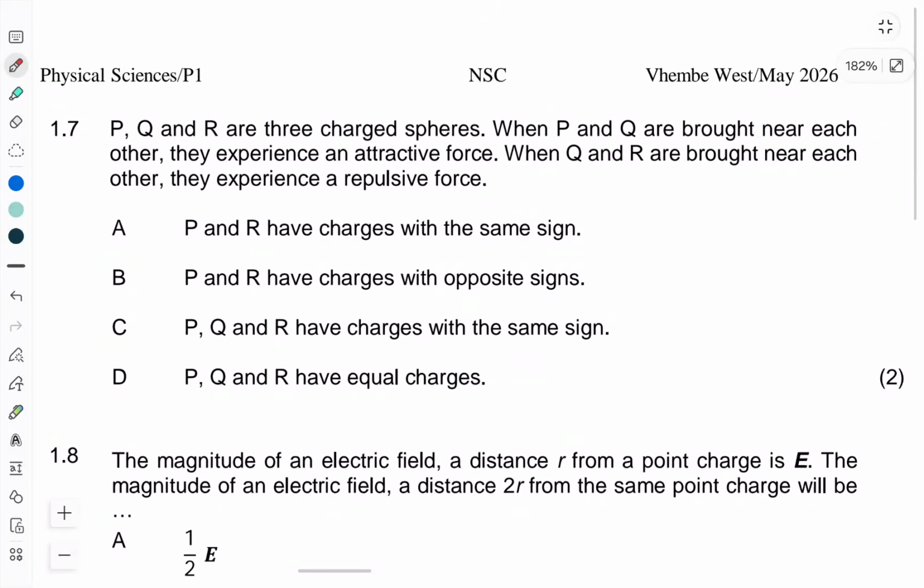What I usually do is I test. I know that there can only be two charges, a positive and a negative. Let's say I choose P to be a negative charge. If P is negative, this is my P, negatively charged sphere, and this is Q. For Q and P to attract each other, it would mean Q is positive. Now let's go to the situation where there's Q and R. Q is positive. For Q and R to repel, R would have to be positive.